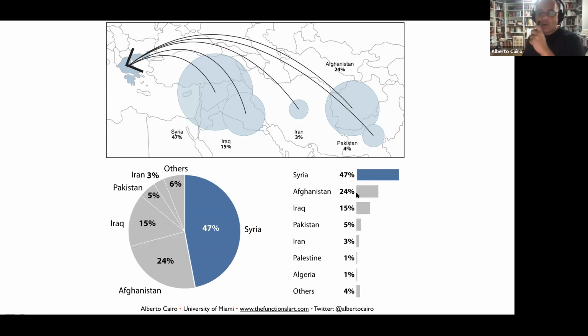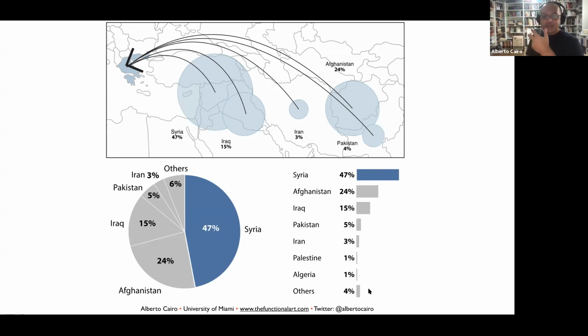And then the size, the area of the bubble represents that proportion. The map shows you where the countries are. The pie chart emphasizes the part versus half. And the bar chart, well, now you can compare the proportions of the bars, because the bars are much easier to compare to each other.